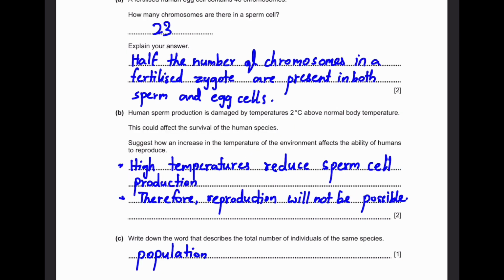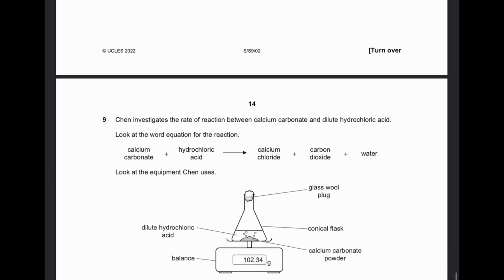Write down the word that describes the total number of individuals of the same species. That's just the population, because it shows the total number of whatever species we have, for example the total number of people. Let's say the total number of people in India is 1.4 billion. Instead of saying that, we can say population. In a similar way, we can say it for different species as well. That's the answer. Let's go to question 9.